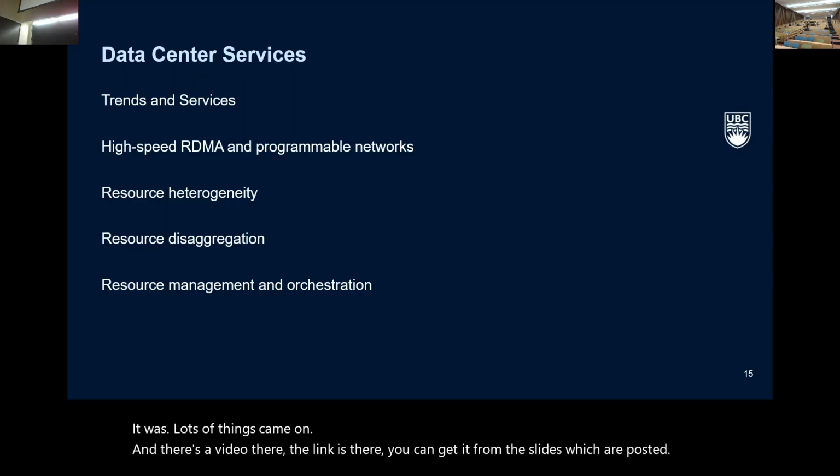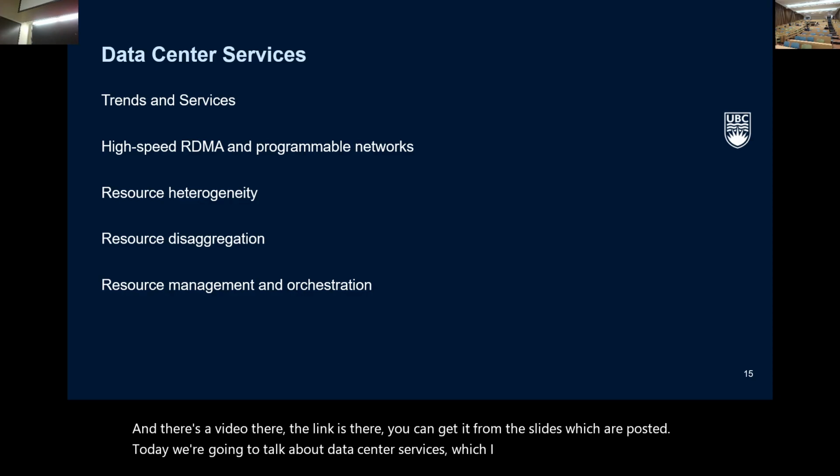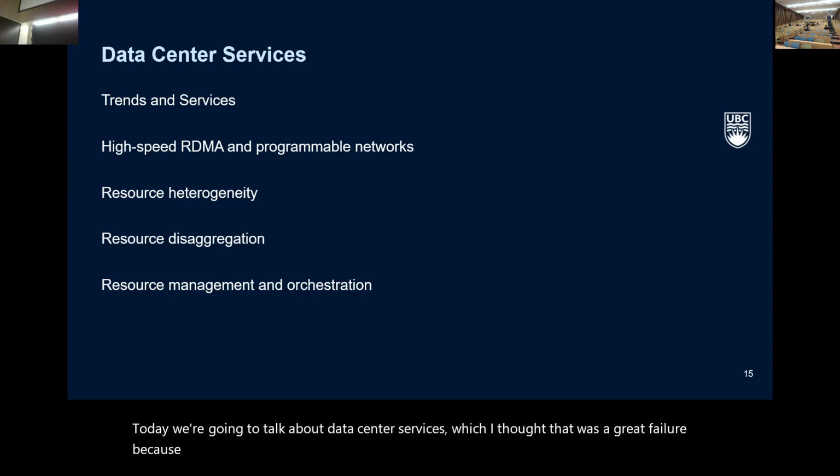Today we're going to talk about data center services, which I thought was a great failure because this is exactly what data centers do. They provide these kinds of services to people, and our concern is how do we keep those services flowing to our customers even when things go bad?